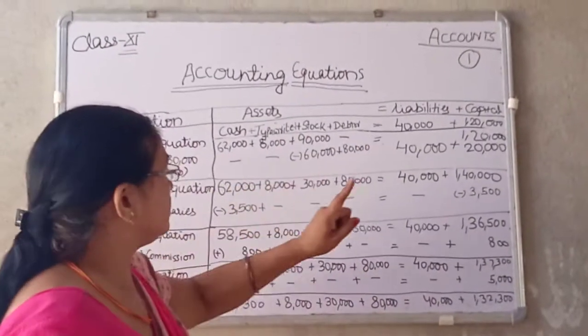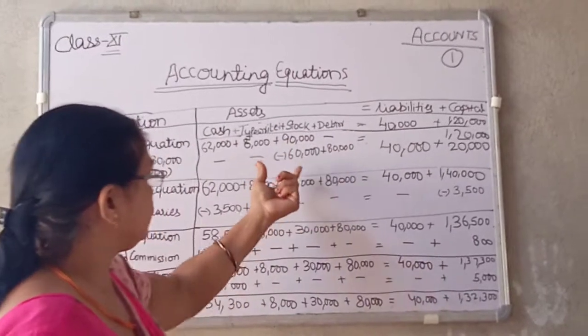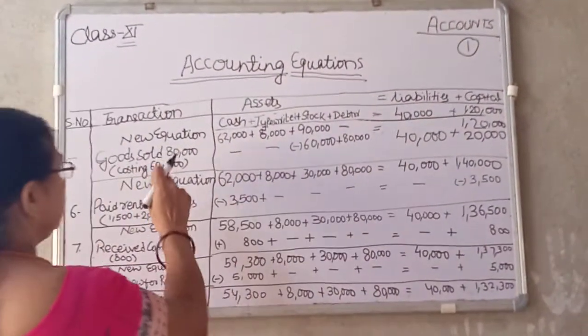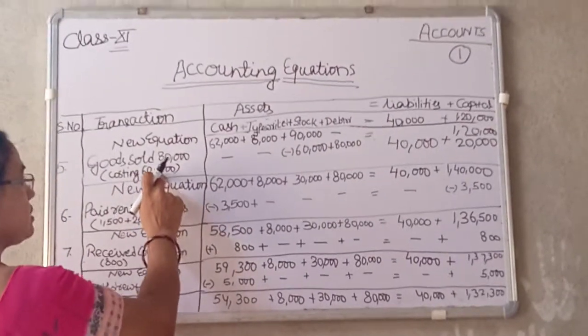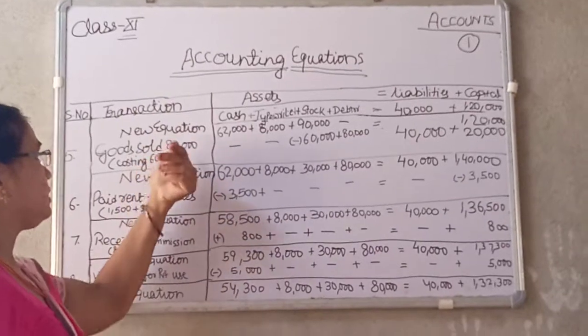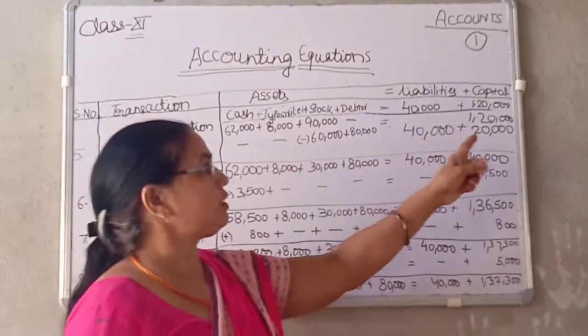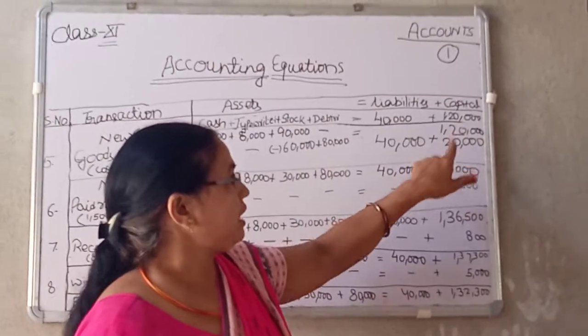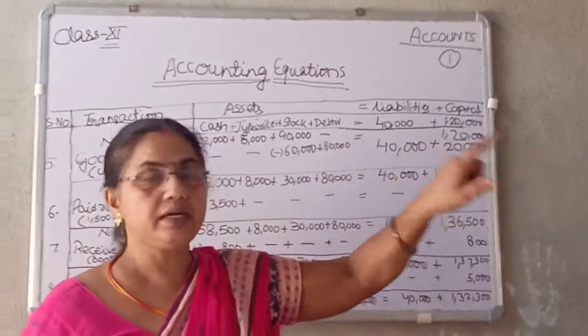Now we will see that during this transaction we have a profit of 20,000, that is the cost of the goods is 60,000 and it has been sold for 80,000. 80,000 minus 60,000 is 20,000, and that increases the capital. So we will add 20,000 to the capital.